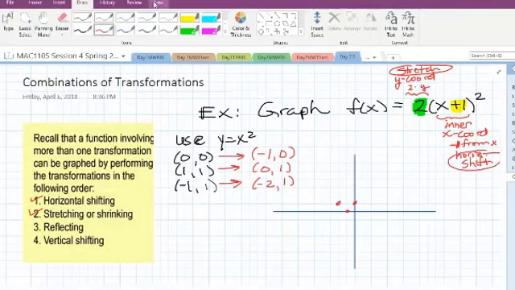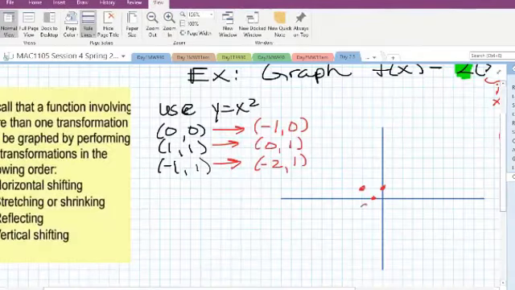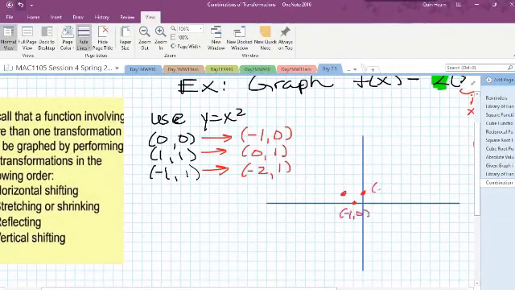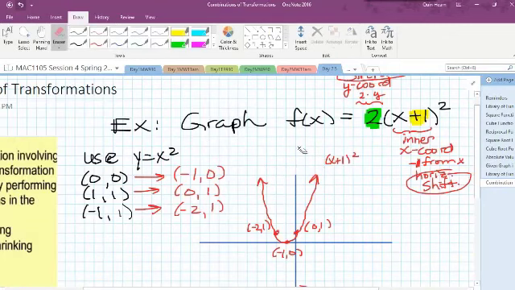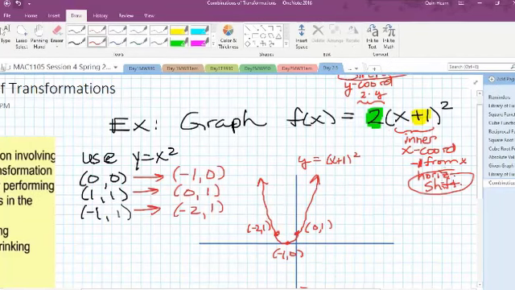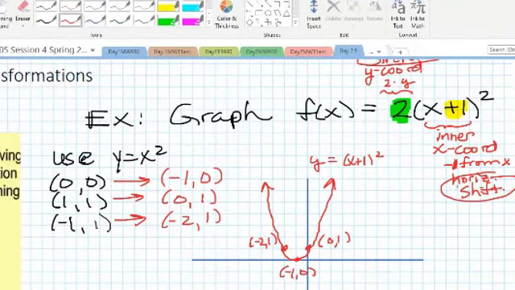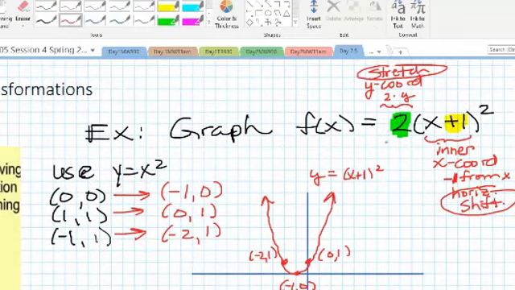Let me zoom in a little bit more. Okay, so negative 1, 0, 0, 1, negative 2, 1. You see how that looks like the parabola that we're familiar with, but it's shifted to the left 1 unit. This would be the graph of y equals (x plus 1) squared without the 2, because we took care of the horizontal shift.